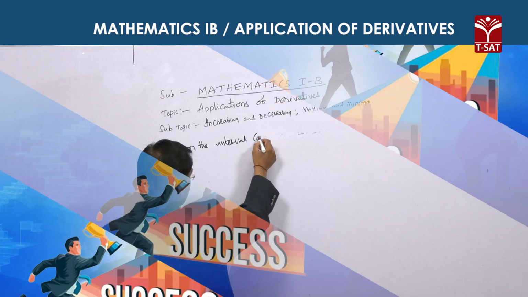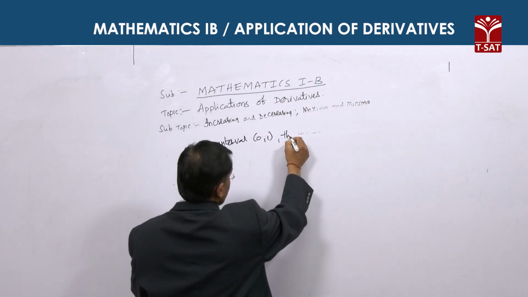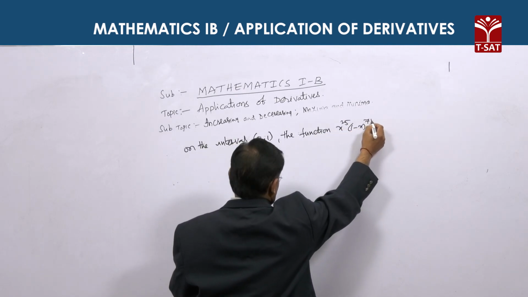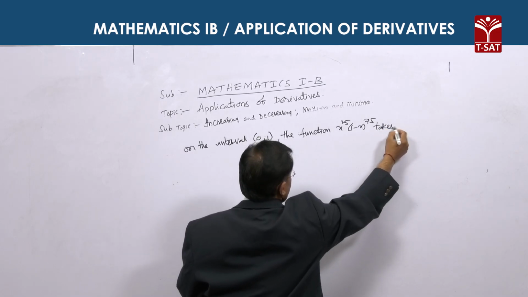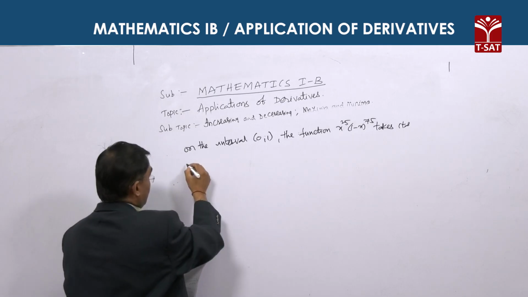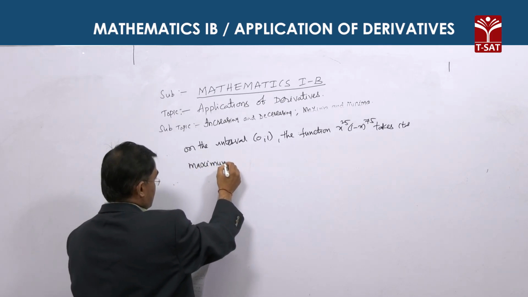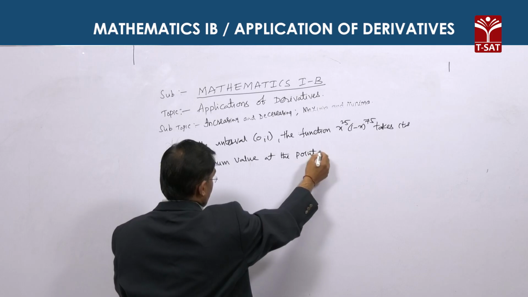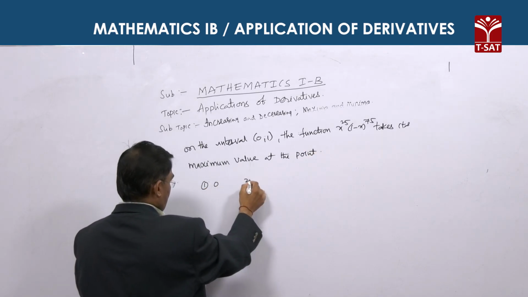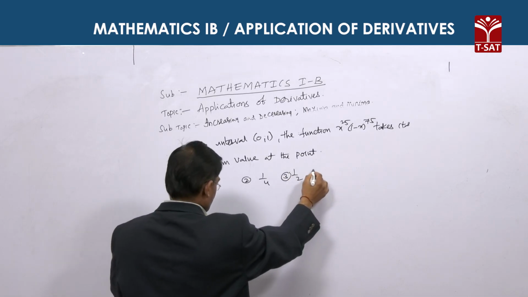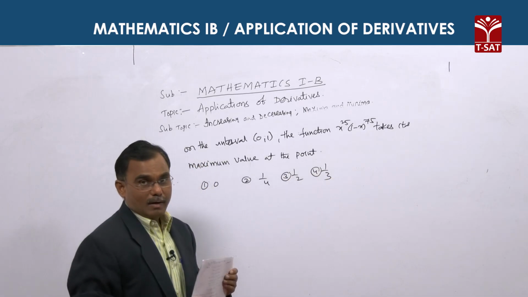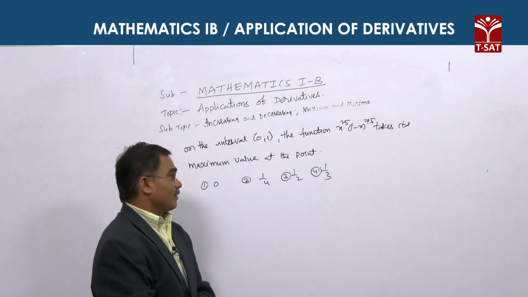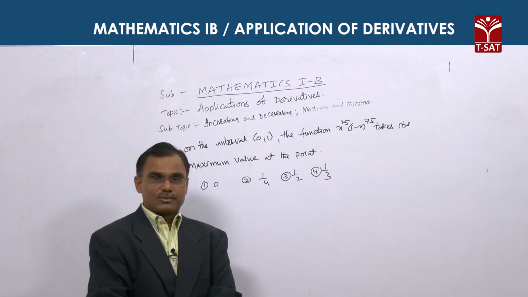On the interval open 0 comma 1, the function x power 25 into 1 minus x power 75 takes its maximum value at the point. First answer is 0, second answer is 1 by 4, third answer is 1 by 2, fourth answer is 1 by 3. You observe in the interval open 0 comma 1, the function is given; it takes the maximum value at which value of x?